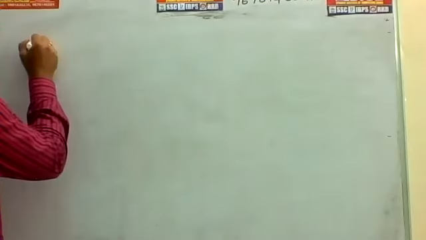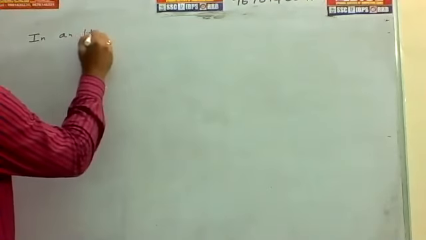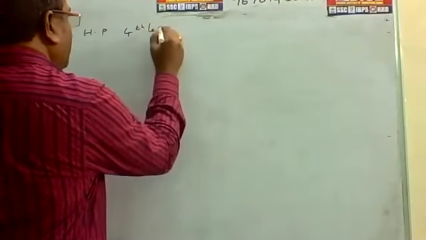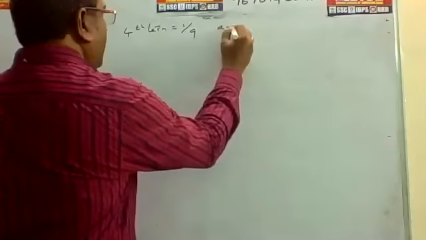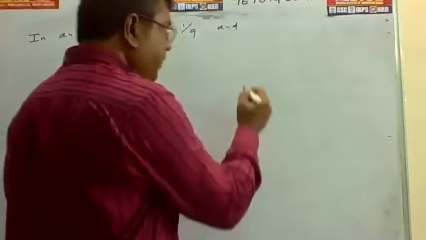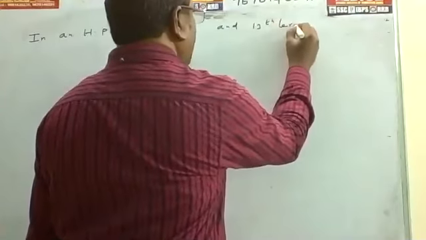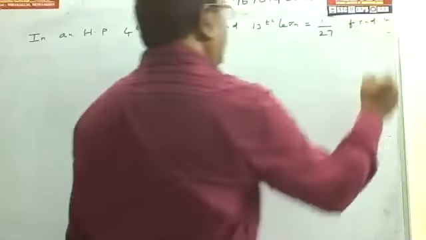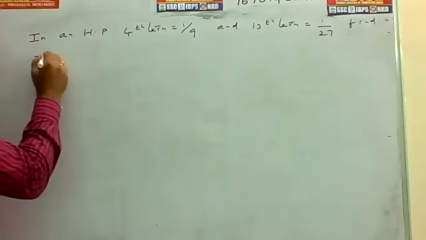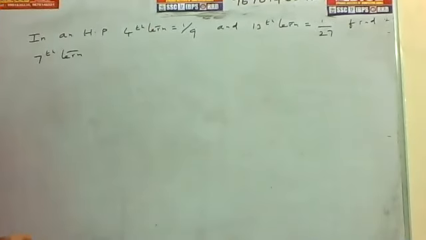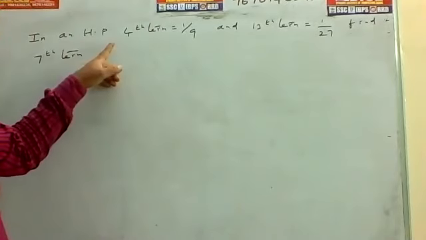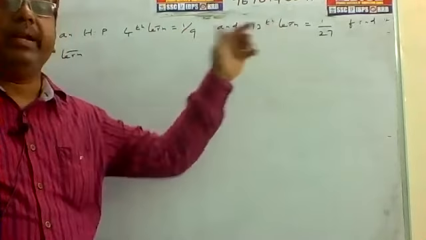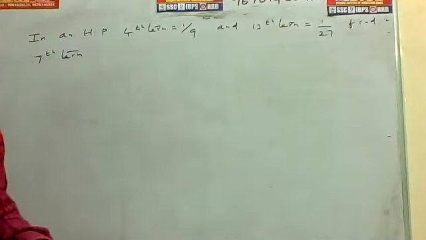In an HP, the fourth term is equal to 1 by 9 and the 13th term is equal to 1 by 27. Find the 7th term. So the question is, in an HP, the fourth term is equal to 1 by 9, and the 13th term is equal to 1 by 27. Find the seventh term.